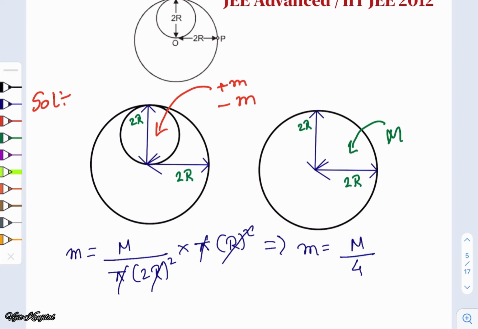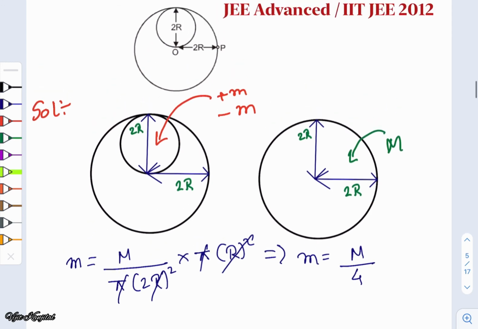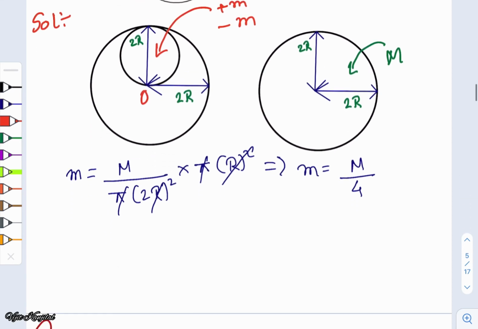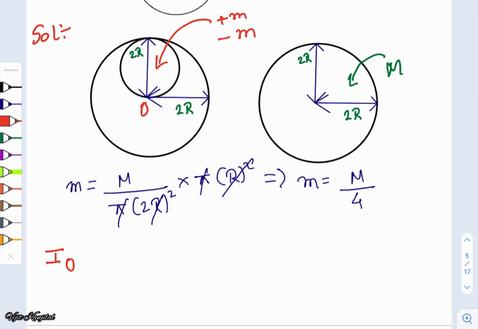Capital M is nothing but the mass of the remaining portion of this disk plus the positive small m that we put in this particular section. So it is the mass of this disk if there is no hole in the disk. So let us try to calculate the moment of inertia of this entire structure with respect to point O first. So let us write it as IO.